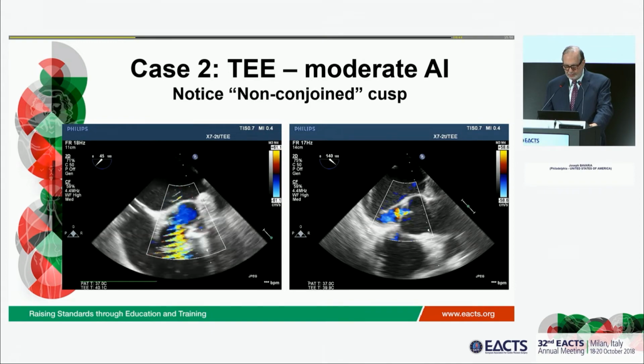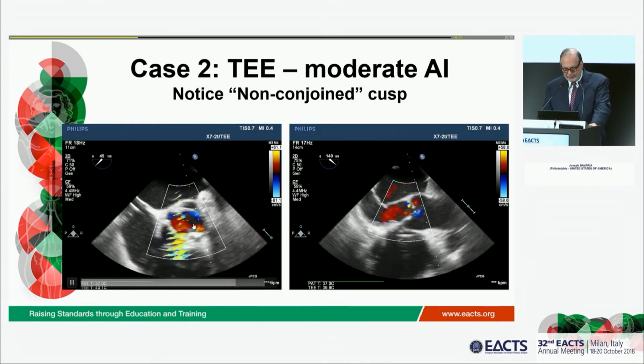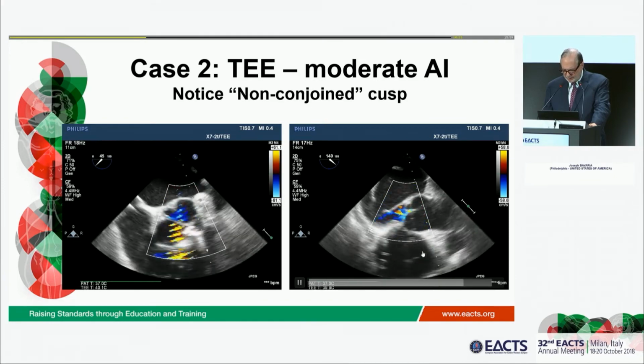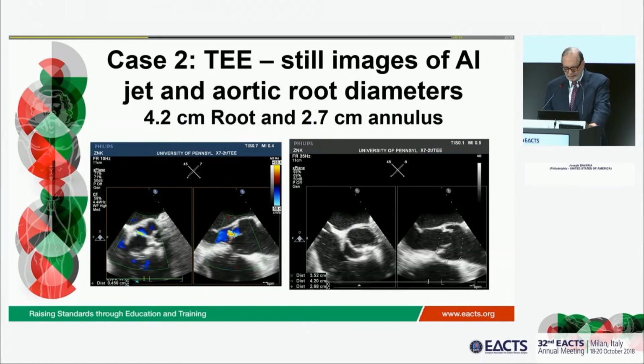So here's your valve, and this is a very subtle finding. If you look over here, you can see that he has a bicuspid aortic valve and he has a calcified raphe. He also has a leaflet that's not that big, the non-conjoined cusp. But you can see this thing coming in and out, this echo contrast here. Here's your +2 to +3 AI picture. These are still shots, and you can see that he has a 4.2 centimeter root and a 2.7 centimeter annulus.